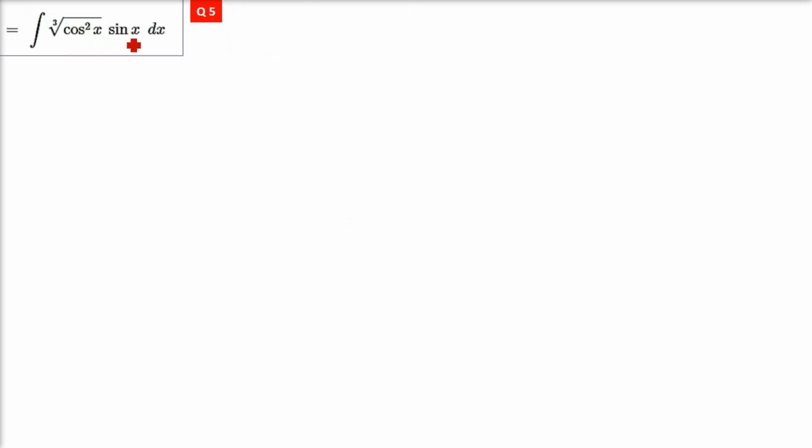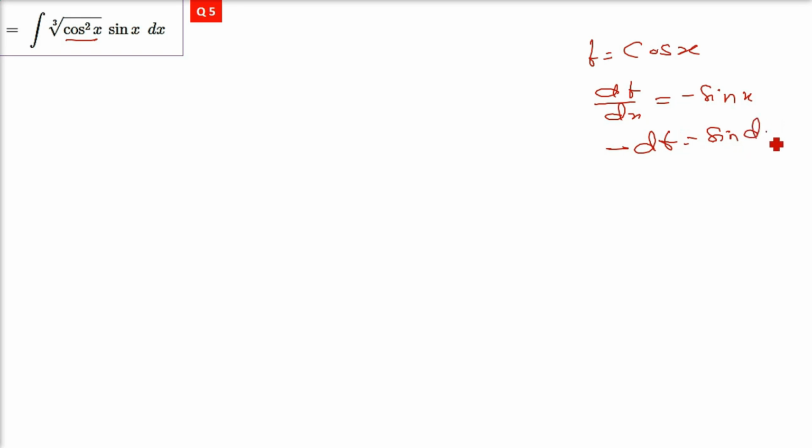Now this is cube root of cos square x sin x. So if we take cos x equals to t, sin x will come, and that's what we want. Always remember, the thing which is inside under root should be taken first, and then see whether we get something out of it or not. So dt by dx is minus sin x, negative dt. I have taken negative on the other side. It's sin x dx. So sin x dx can be written as negative dt.